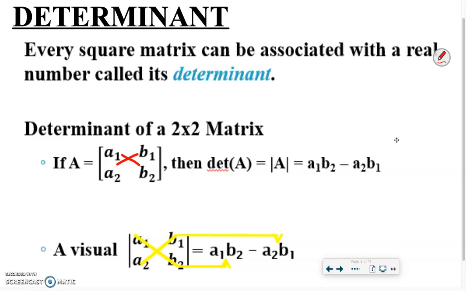So for this 2x2 matrix, instead of using A, B, C, D, it looks like here we're using A1, B1, A2, B2. So if that's the case, the determinant of A, which by the way, this is our notation, kind of looks like the absolute value of A. The way that we would calculate that is multiplying diagonally going down, A1 times B2, minus diagonally going up, A2 times B1. All right, now I do want to comment on this a little bit further.